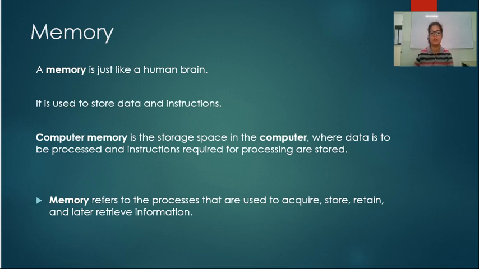A memory is just like a human brain, as we all have memory. Now why do we use memory? To store things, to retrieve things whenever required. So it is just used to store data and instructions. So let's talk about computer memory.